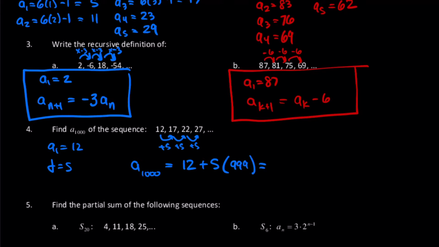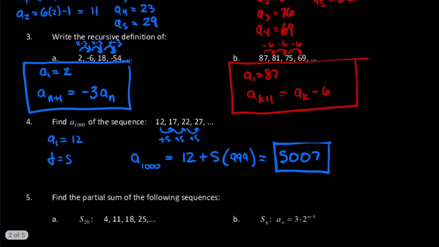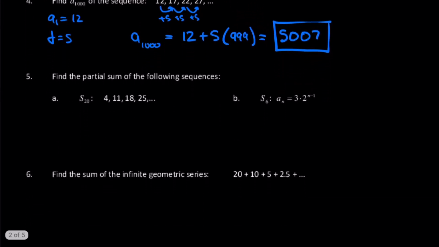Obviously, this whole exam is going to be calculator active, and if I throw that into the calculator, I get 5,007. Now let's move on to sums. I want to find the partial sum of the following sequences. So when you see this, by partial sum they mean it's not infinite, it's finite. So I want the sum of the first 20 terms.